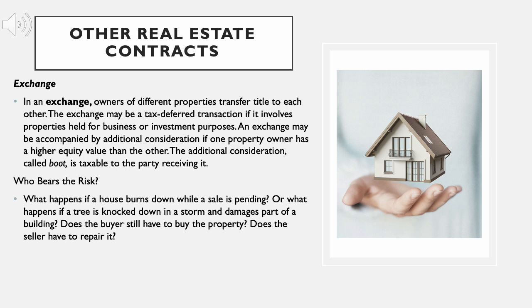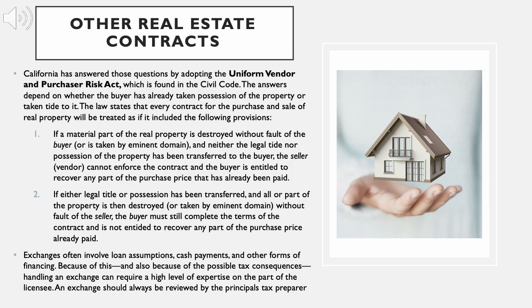Who bears the risk? What happens if a house burns down while a sale is pending? Or what happens if a tree is knocked down in a storm and damages part of a building? Does the buyer still have to buy the property? Does the seller have to repair it? California has answered those questions by adopting the Uniform Vendor and Purchaser Risk Act, which is found in the Civil Code. The answers depend on whether the buyer has already taken possession of the property or taken title to it.